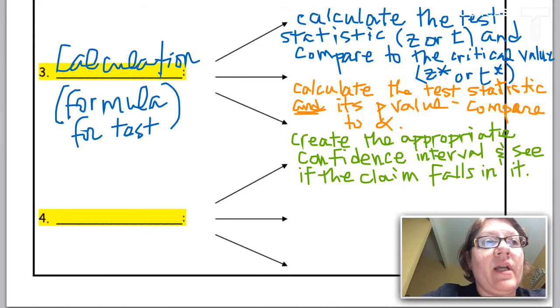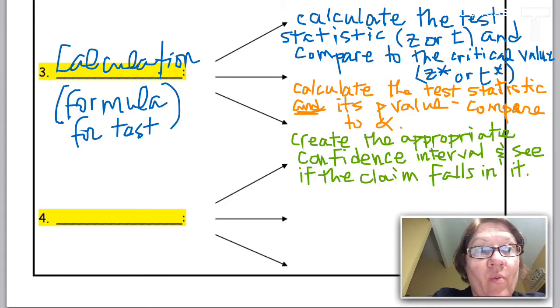Second option is I can calculate the same test statistic, so that's the same as what I just read. But this time, I'm going to find its p-value using the table, and then I'll compare that to alpha. And the third option is I'll create the appropriate confidence interval, and I'm going to show you how to find the appropriate one, and see if the claim falls in it.